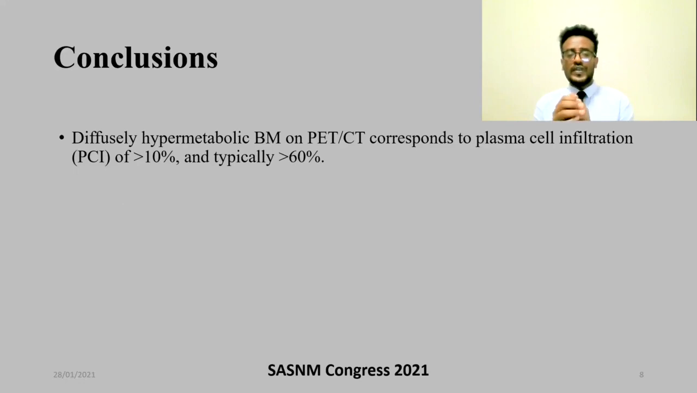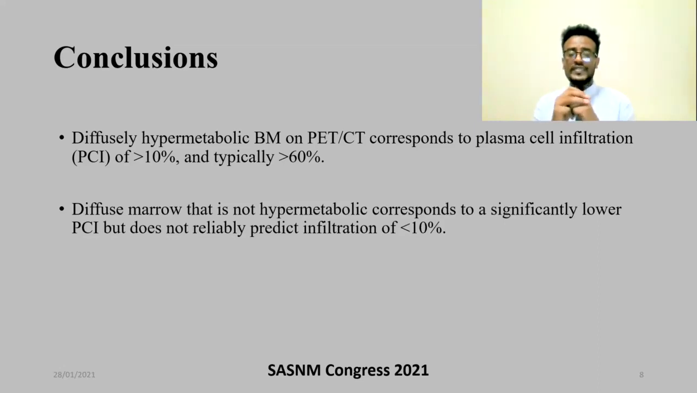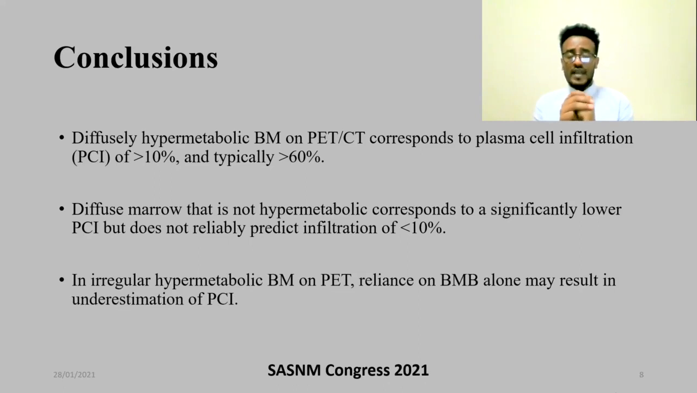So our conclusions were: Number 1, diffusely hypermetabolic bone marrow on PET-CT corresponds to the highest percentage plasma cell bone marrow infiltration. Number 2, diffuse marrow that is not hypermetabolic corresponds to significantly lower plasma cell bone marrow infiltration, but it doesn't reliably predict a negative bone marrow biopsy result. Number 3, in a patient with irregular hypermetabolic bone marrow on PET-CT, reliance on bone marrow biopsy alone may result in underestimation of the percentage plasma cell bone marrow infiltration, which could affect the patient management.